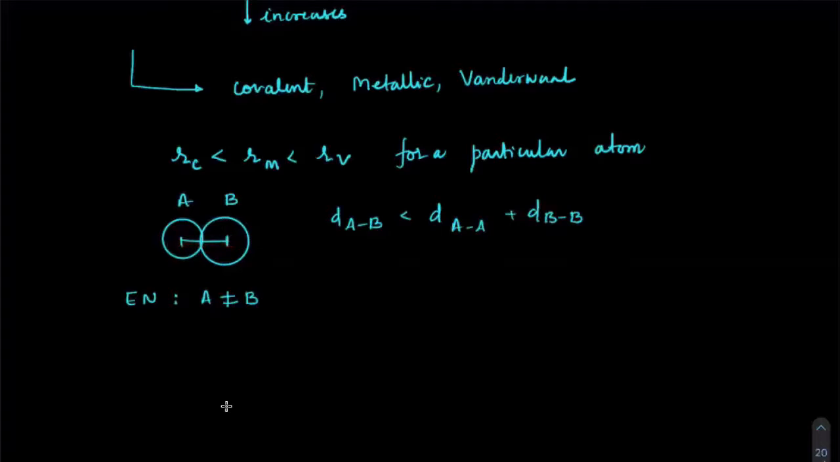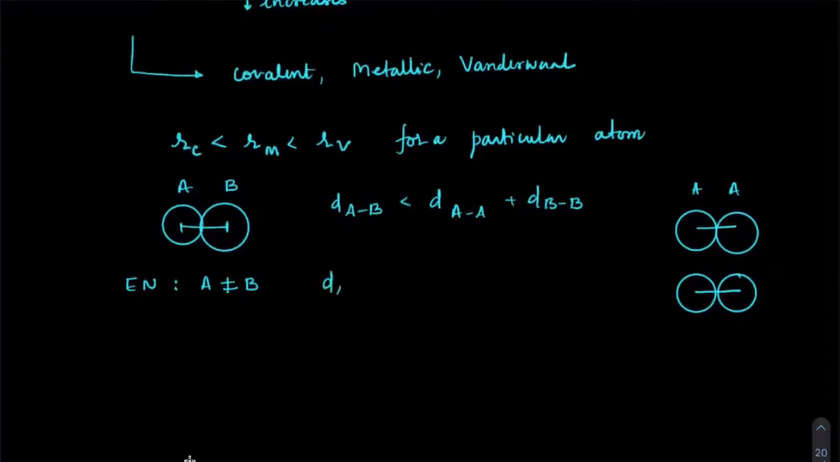Sir, what is AA? When there is only an A and A connection like this, that is AA. And when there is only a B and B connection, the distance between both of them is BB. This is BB, this is AA.